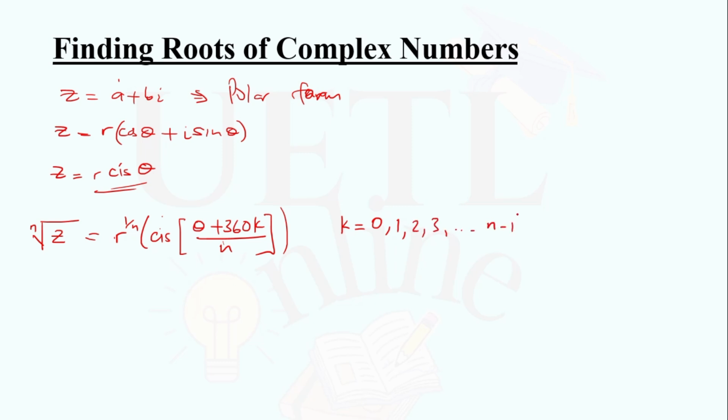So we substitute k equals 0 and we get our first answer. Then for the next answer we substitute k equals 1, and so on and so on. This is what we're going to do.